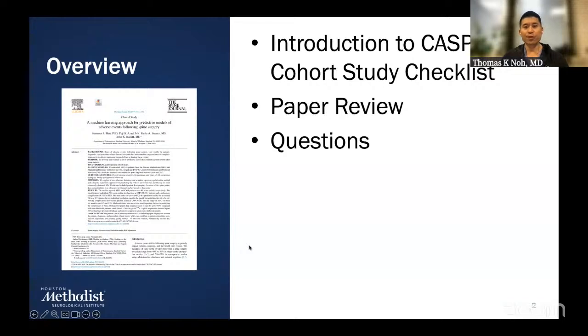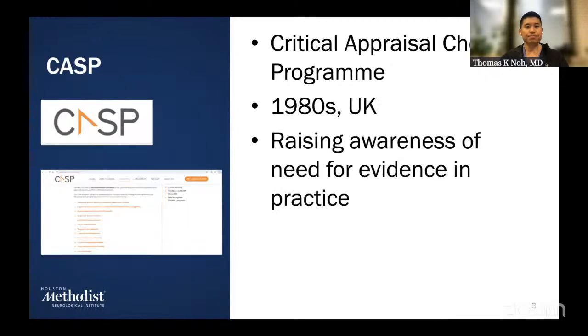So just as an overview, I'll be introducing a concept in terms of how we look at these different types of studies, a checklist of sorts, a model that I actually really like using for reviewing papers, something I learned back in my training from Beverly Walters. And then obviously reviewing the paper and leaving a little bit of time at the end for some questions. So I'll jump right into it.